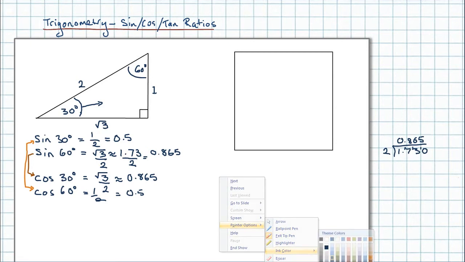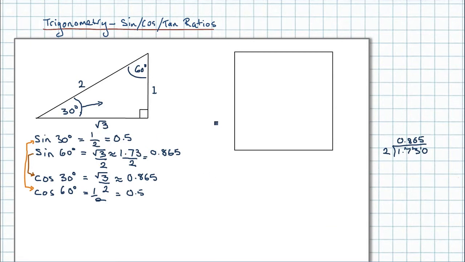Now, let's move over to our square here. Now, it's a square at the moment, but just like the equilateral triangle, I'm going to halve it, bisect it, to give us a 45, 45, 90 degree triangle, a right angled triangle. And again, this is a very special triangle.